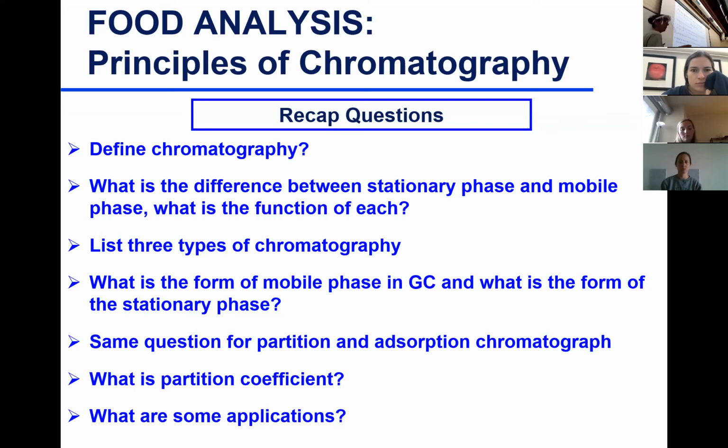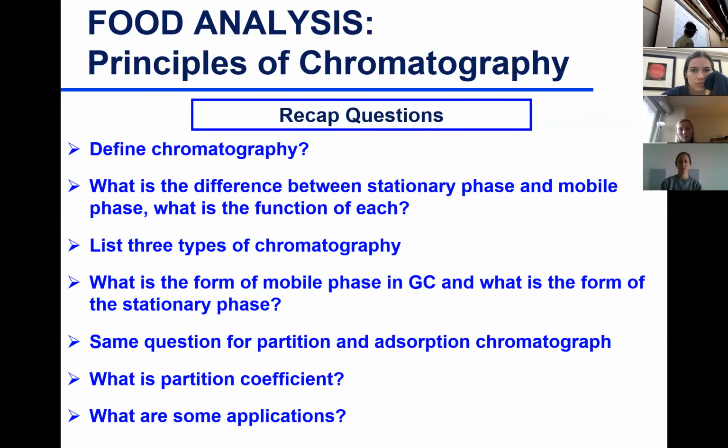You will learn today different phases and different modes of separation. So when I ask you about a specific mode of separation, then you would state what the mode of separation is: normal phase, reverse phase, etc. And we'll talk about that later.